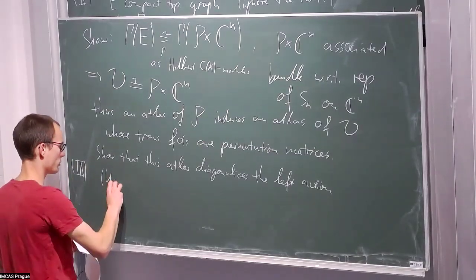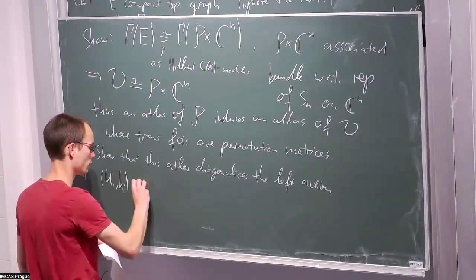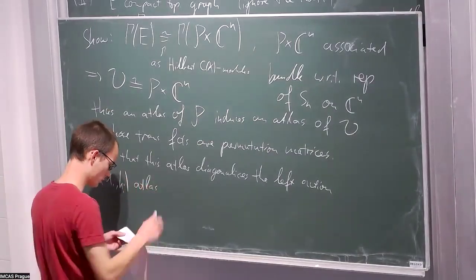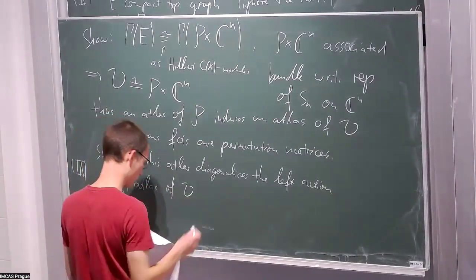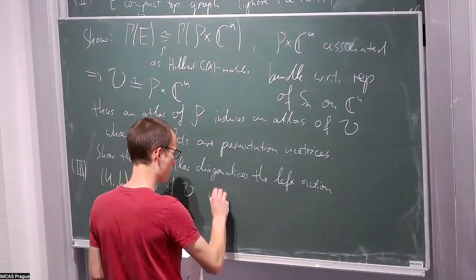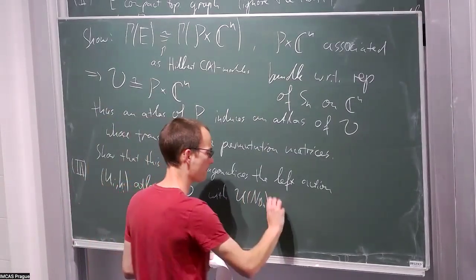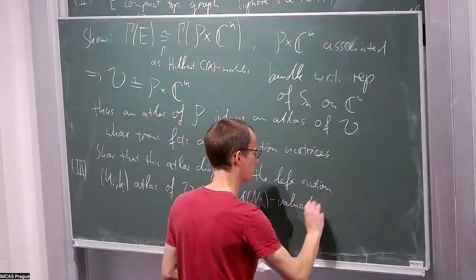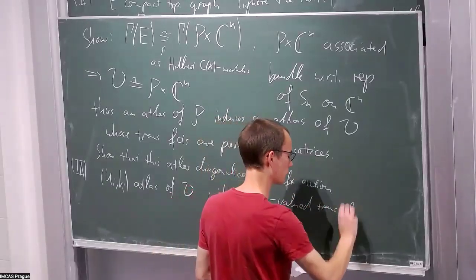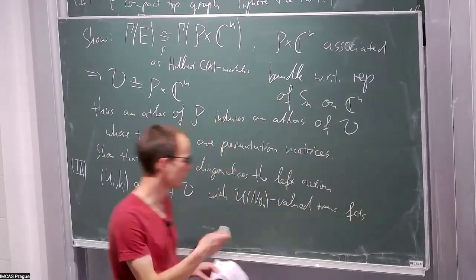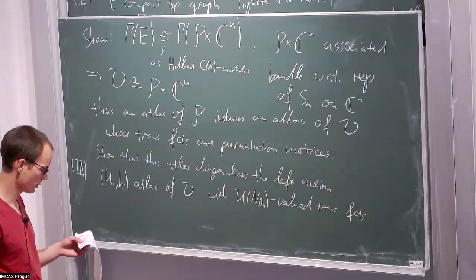Take an atlas of your vector bundle, okay, with the right transition functions.